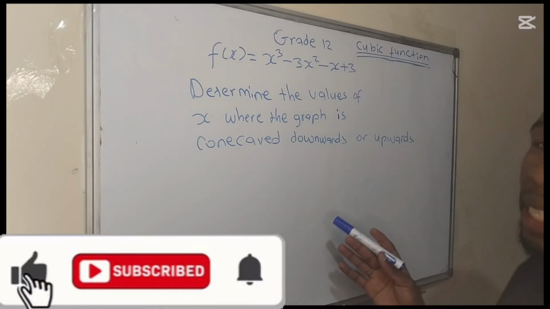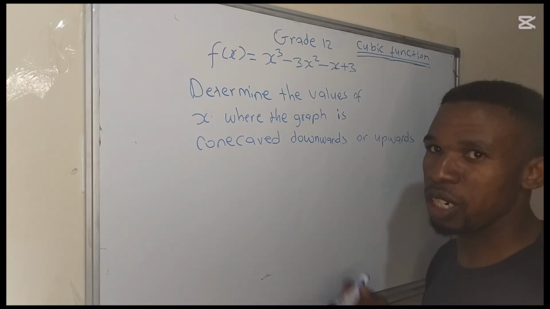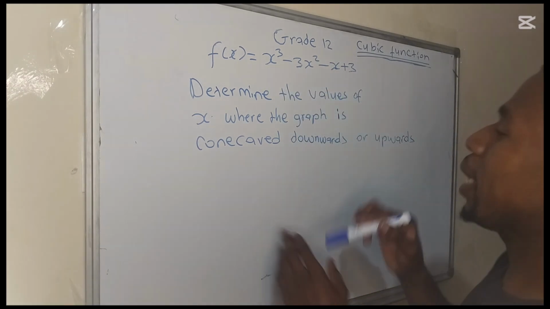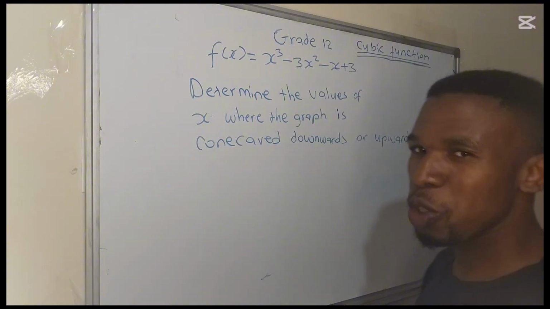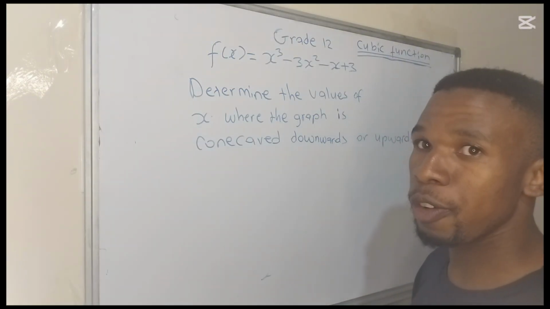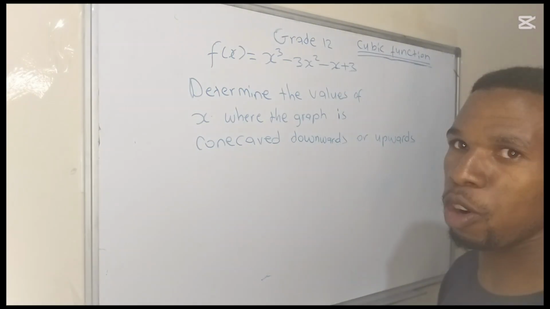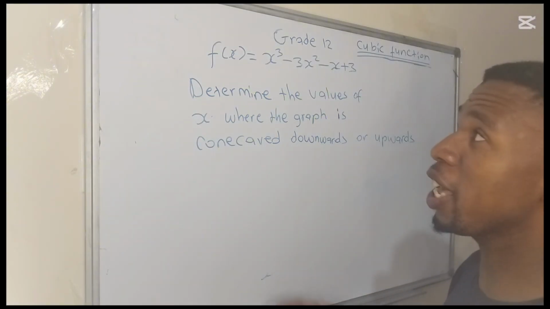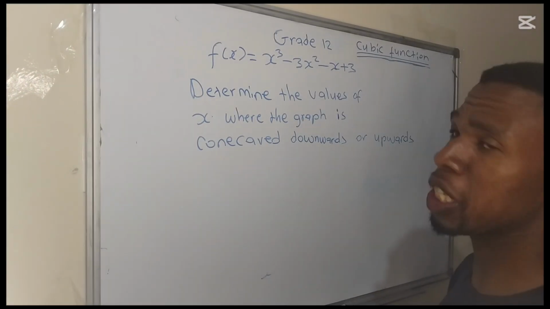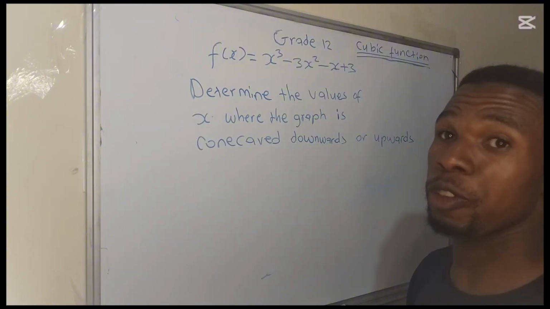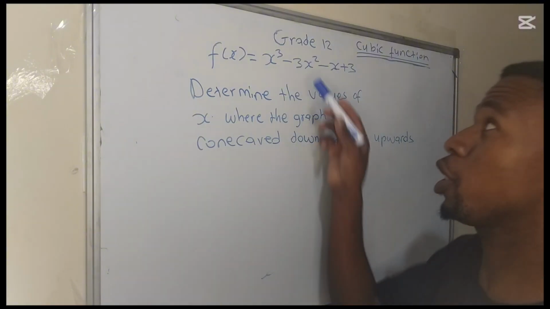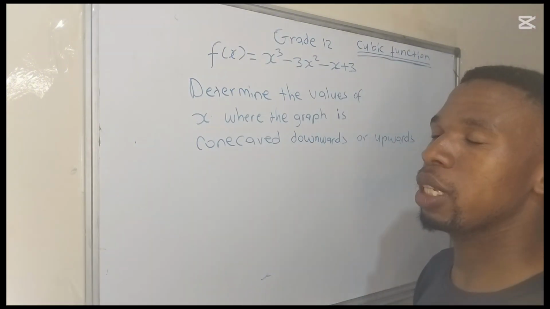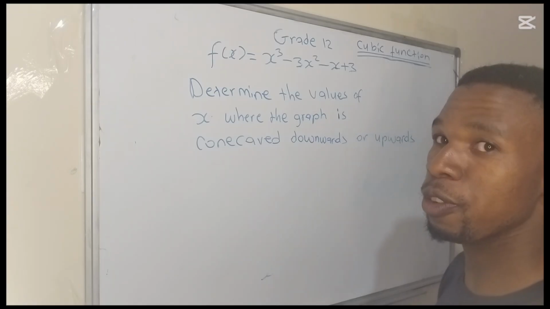So before we waste any time, let's focus on the question and solve. In order for you to answer this question correctly, you just need to find the point of inflection. That is the midpoint of the graph of any cubic function. That point is called a point of inflection.